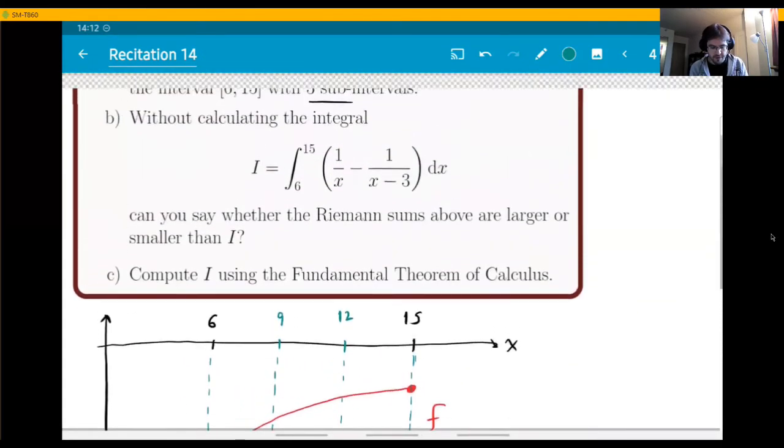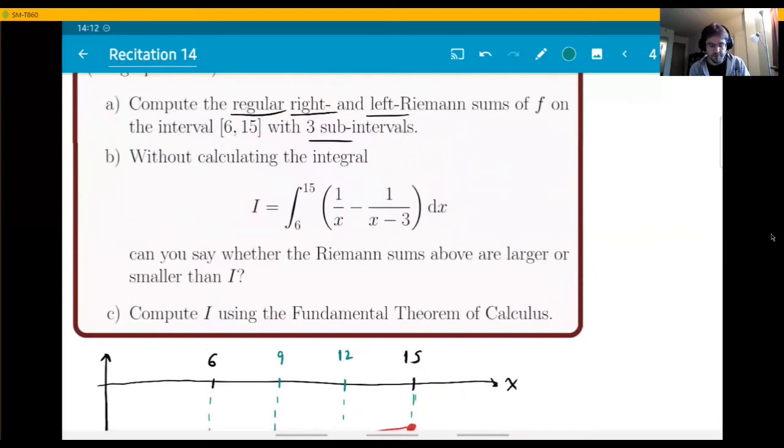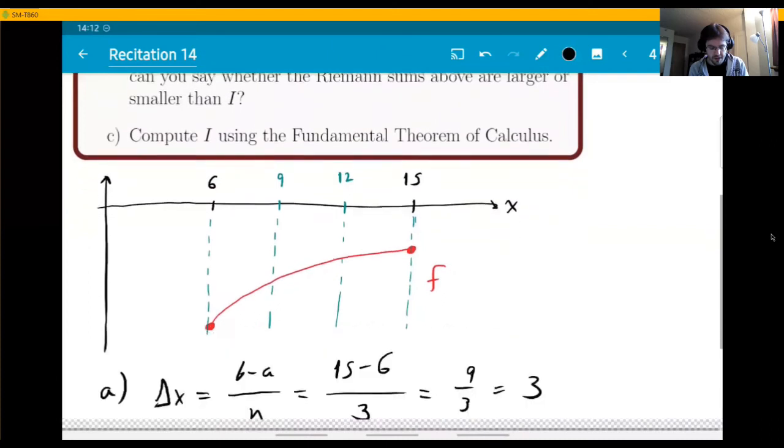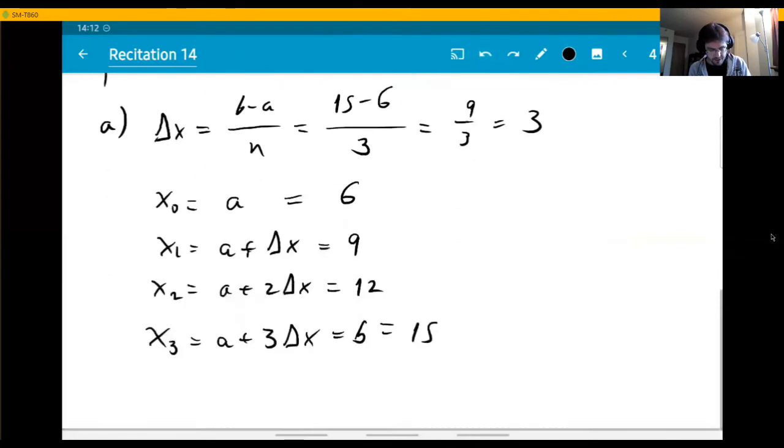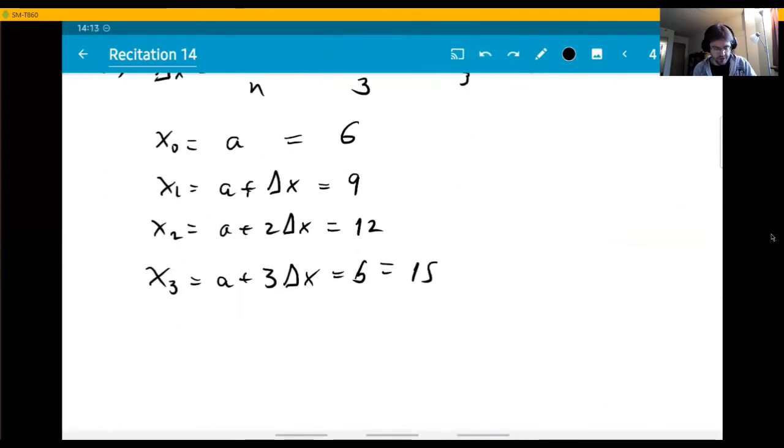So now if you want to talk about the right sum, let's do the right sum first. What it means is that you need to select the right endpoint in each interval. So for example, in the first interval, you're going to select f of 9. And then for the second one, f of 12. For the third one, f of 15. And you don't really need the drawing to see this. You can just say the right sum. Let's call that R3 because there are 3 intervals. How does that work? You're going to do delta x times f of the right endpoints of each interval.